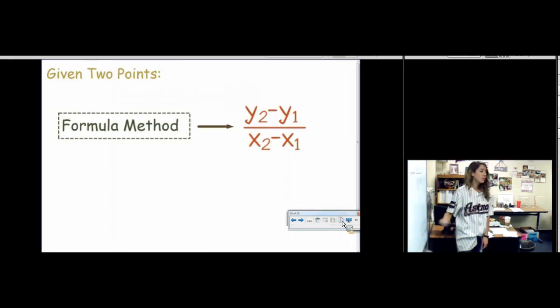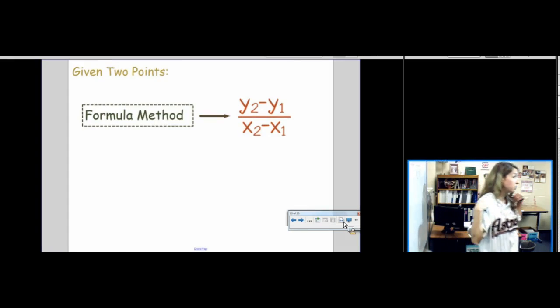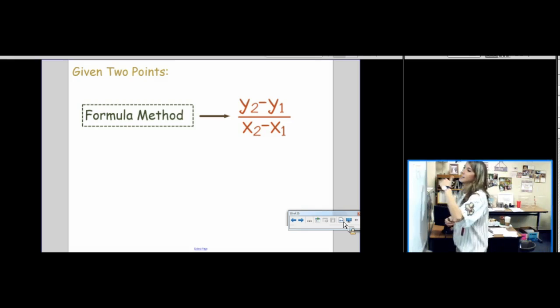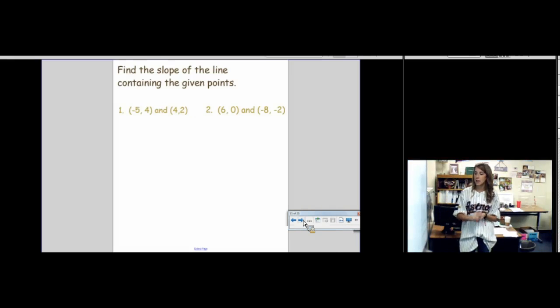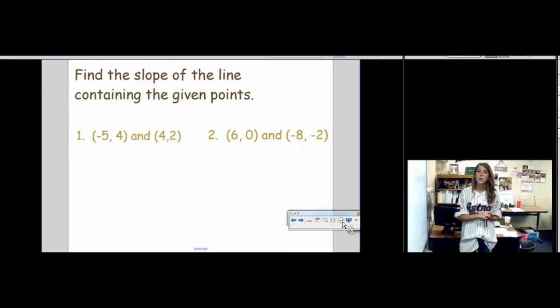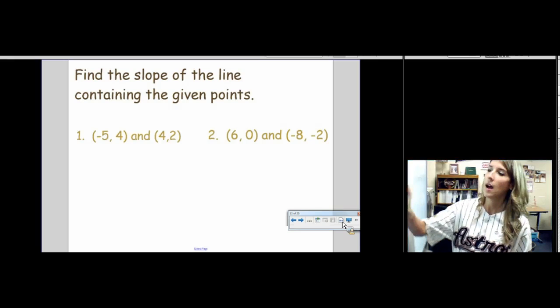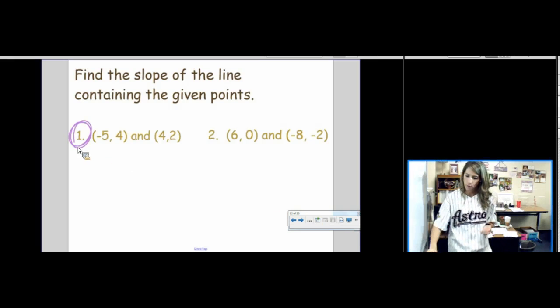All right. You won't always be given a graph. Sometimes we're going to give you the coordinates. Yes, the numbers. And you're going to use the formula, just like John said. So you subtract the y's. You subtract the x's. On your whiteboards, I want you to find the slope of the line that goes through those 2 points. Go.